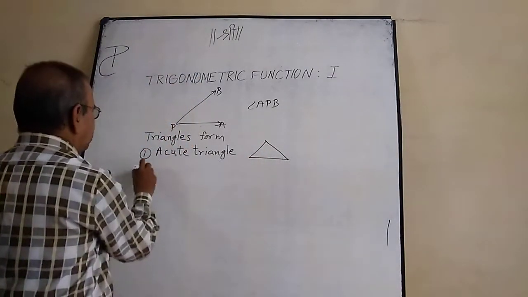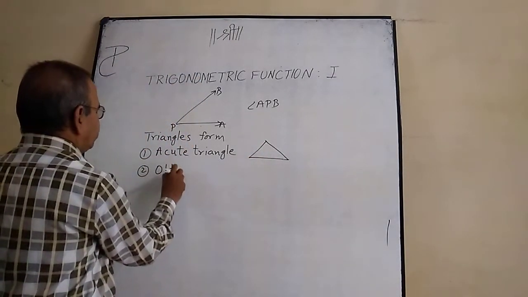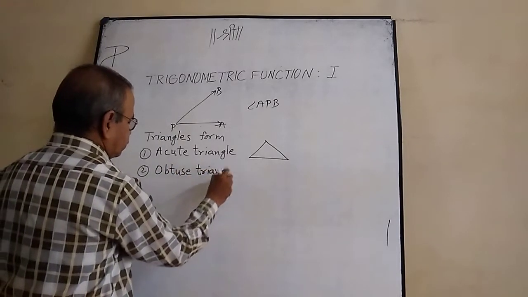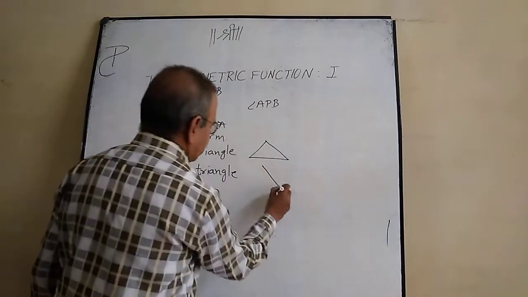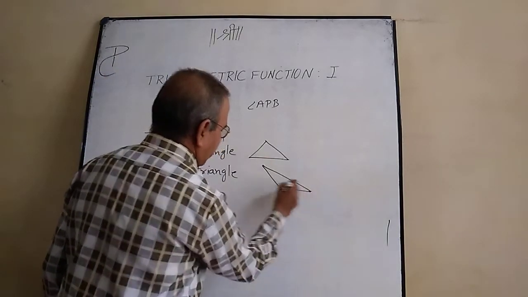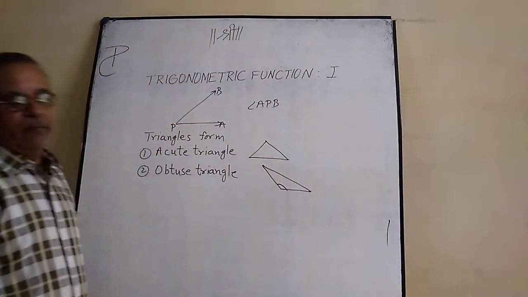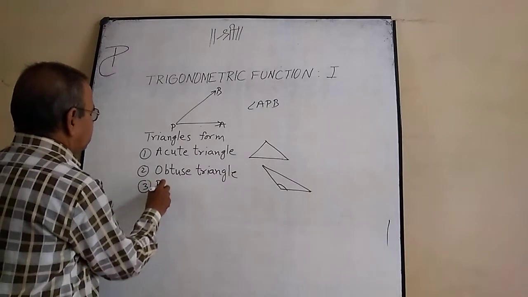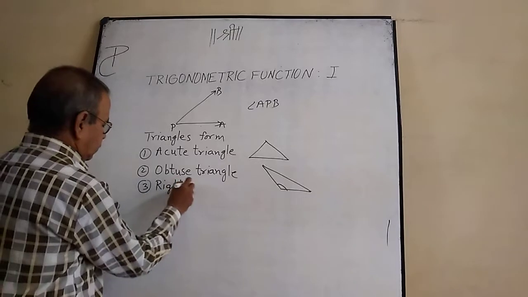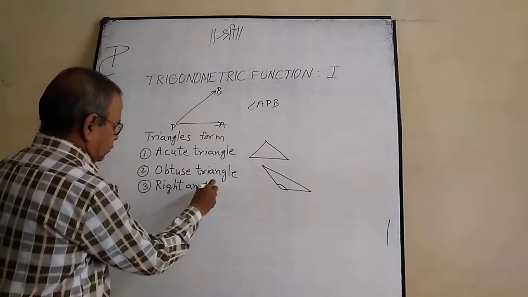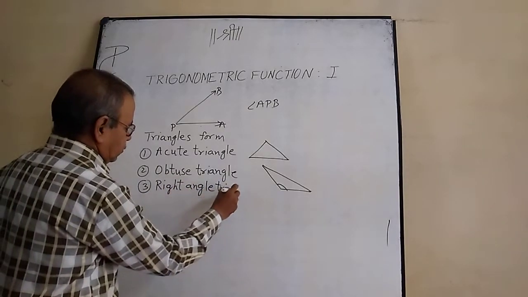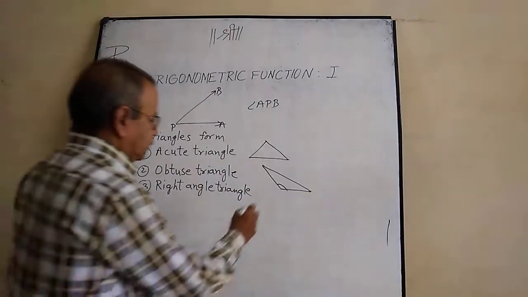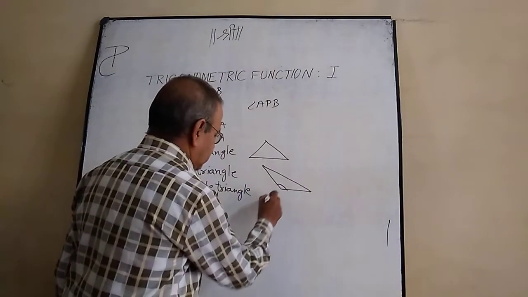And the second one is the obtuse triangle. That is represented like this. One angle is more than 90 degrees. And the third one is the right angle triangle, and this right angle triangle is represented like this.